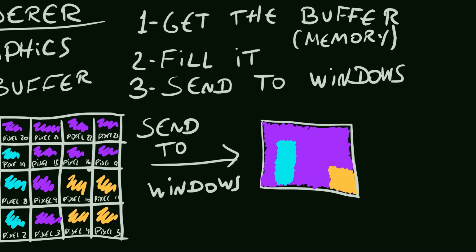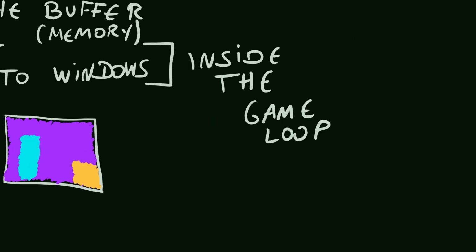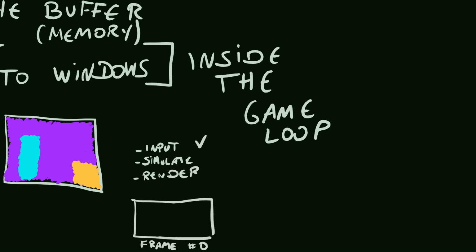And this filling and sending to Windows will be done inside our game loop. At the end of it, we'll have a picture or a frame. And when we play these pictures in succession to the player, it will look like animation. And since we'll simulate the world and change that every frame as well, it'll look like an interactive animation.